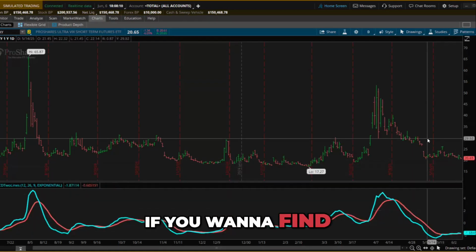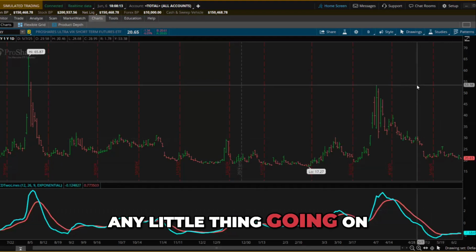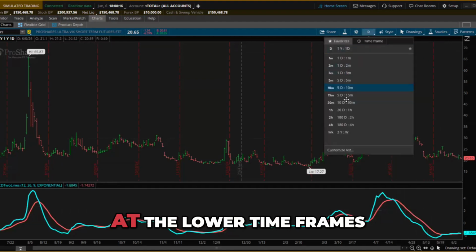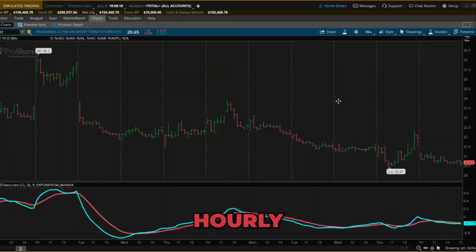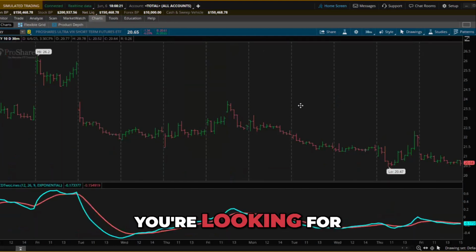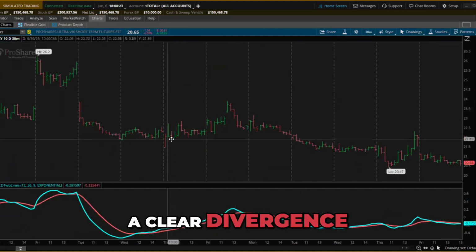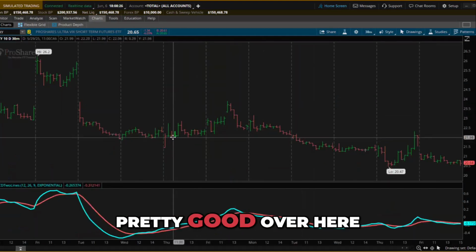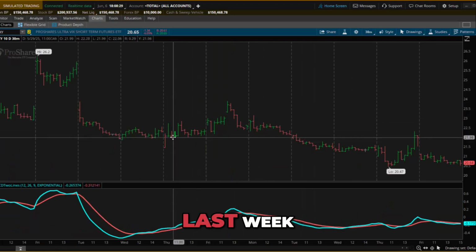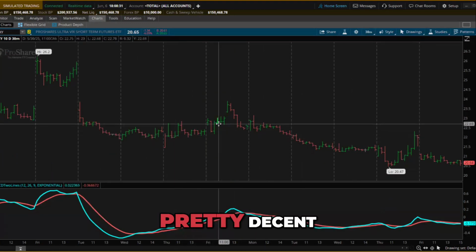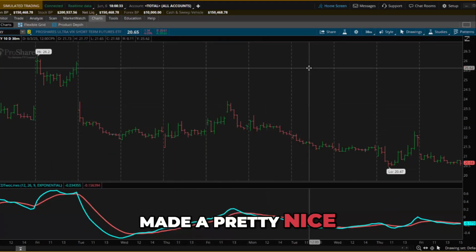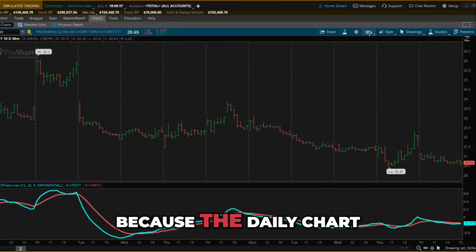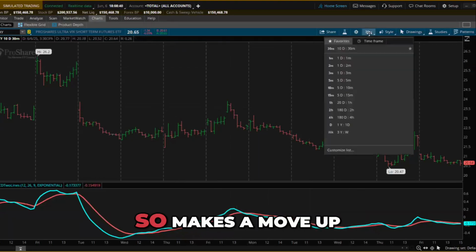If you want to find any little thing going on, then you have to look at the lower time frames, hourly, 30-minute. You're looking for a clear divergence. Like this is pretty good over here. Last week, it was pretty decent, made a pretty nice move up, but you can't expect too much of it because the daily chart is still flatline. So makes a move up, then it's soon to move back down.